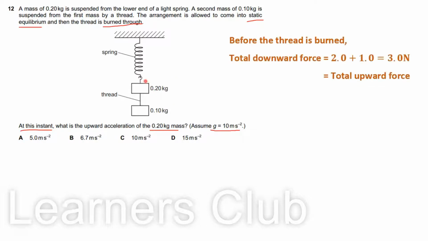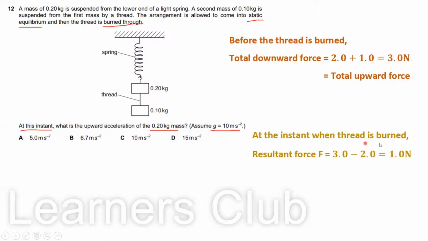Let's find the force before the thread is burned. Downward force is due to the combined mass, so 0.30 kg, but weight is mass times g. Here in this case g is 10. 0.30 times 10 gives me 3.0 newtons. The downward force is equal to the total upward force, which is 3.0 newtons, because it is in static equilibrium.